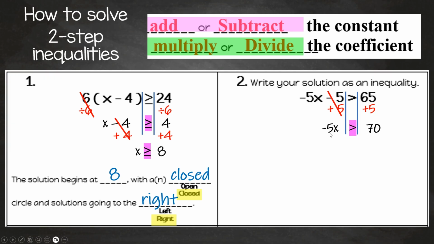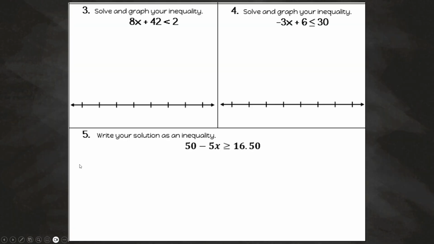Well, this -5 is the coefficient to the variable x. So we're going to divide by -5 to get rid of it. And when we divide by a negative, we have to flip the sign. So x is now less than -14. This is written as an inequality, so we can leave our solution just like that. All right, then we have 3 more questions down at the bottom.